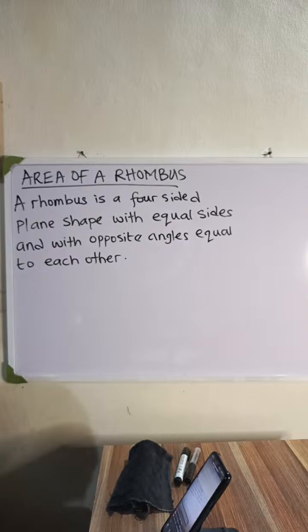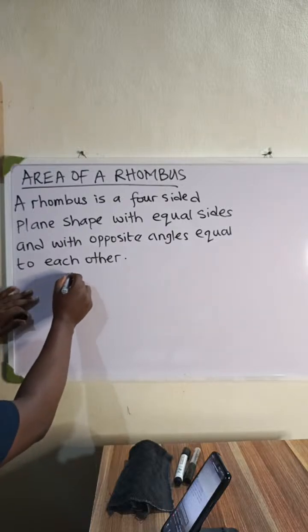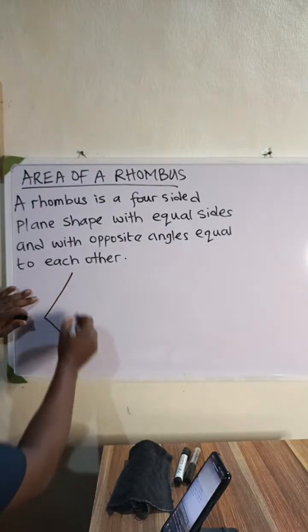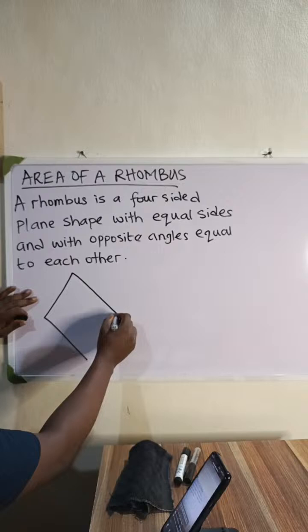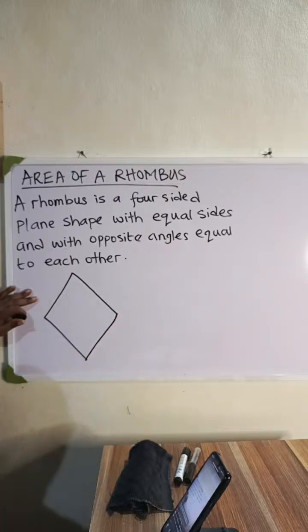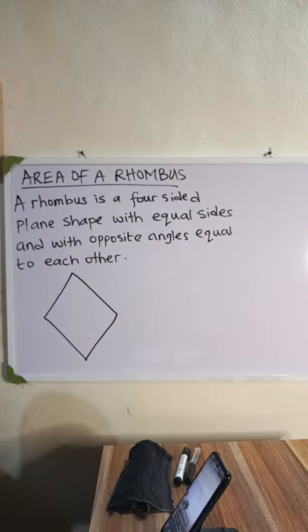A rhombus looks like a kite. Some students confuse between a rhombus and a kite. So we're also going to look at the difference between a rhombus and a kite. So let's draw the rhombus first. I'm not the best at drawing, but I think I did a good job. Okay, so this is a rhombus.